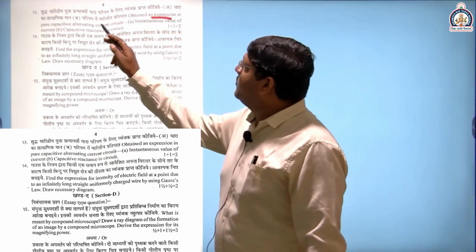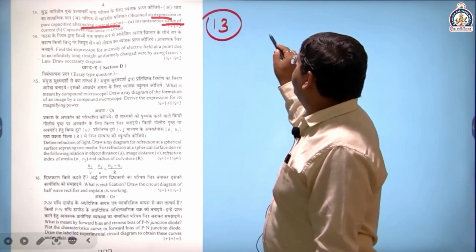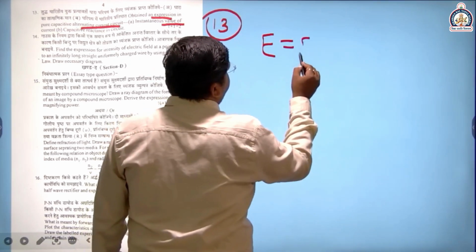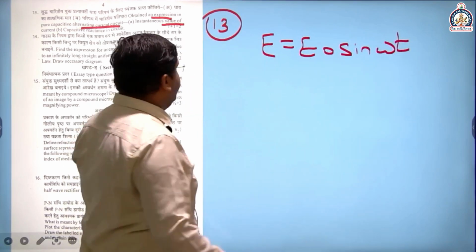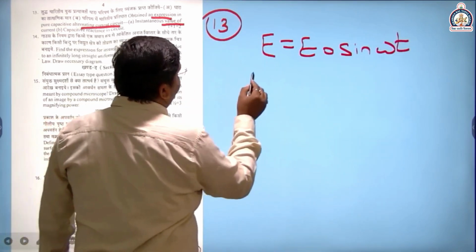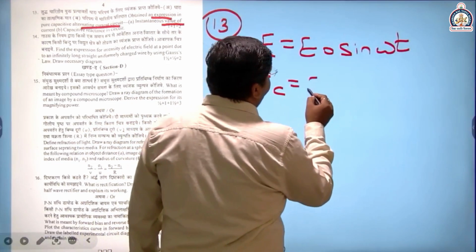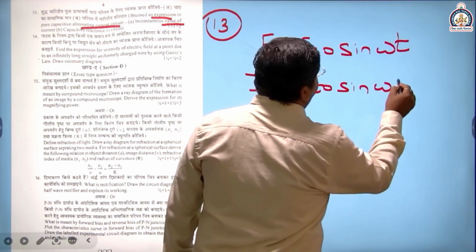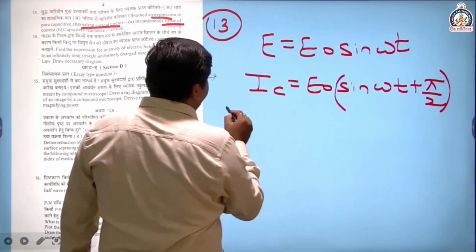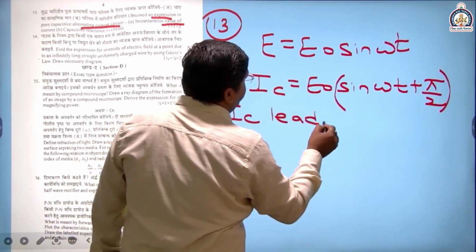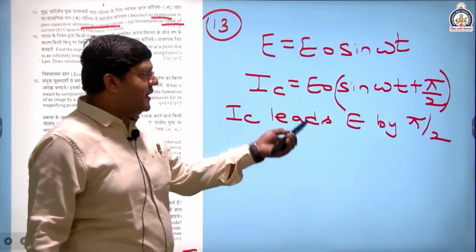Obtain an expression for a pure capacitive circuit: instantaneous value and capacitive reactance. Suppose the value of voltage is E = E0 sin(omega t). This is the value of voltage, and we have to calculate the value for the capacitive circuit. For the capacitive circuit, I denote current as I_C. I = I0 sin(omega t + pi/2). So you can simply see the current I_C leads the voltage by which angle? Pi by 2. Okay, you have to derive this relation.